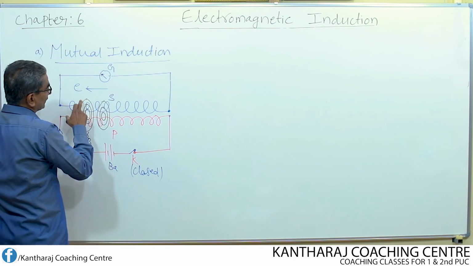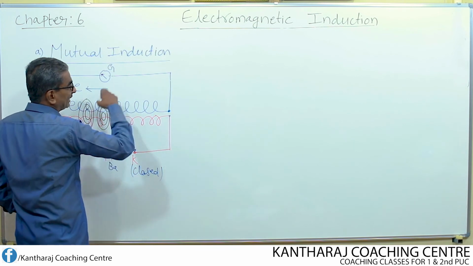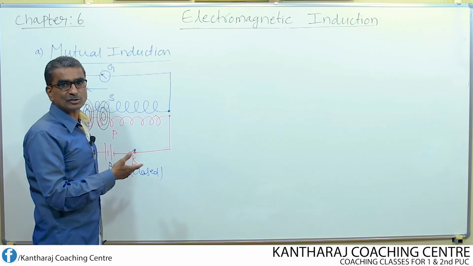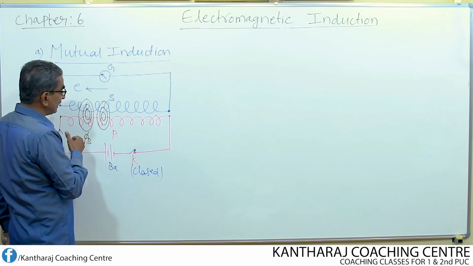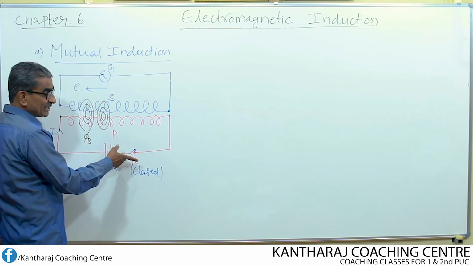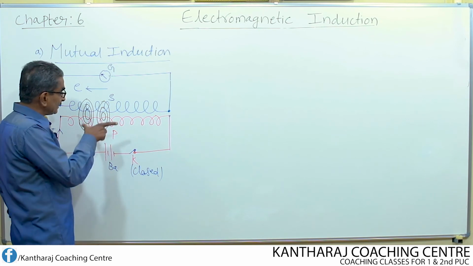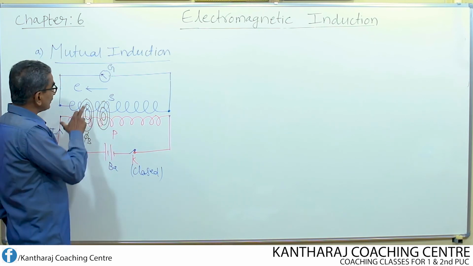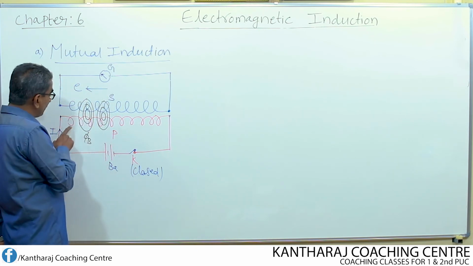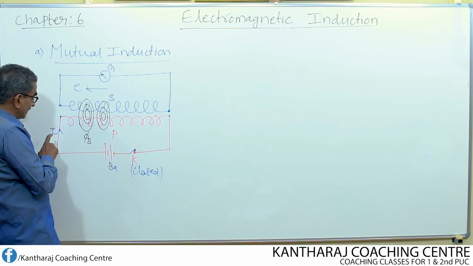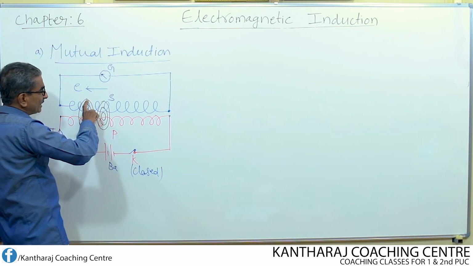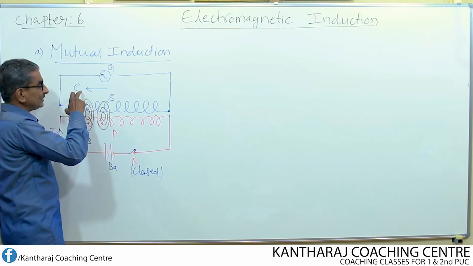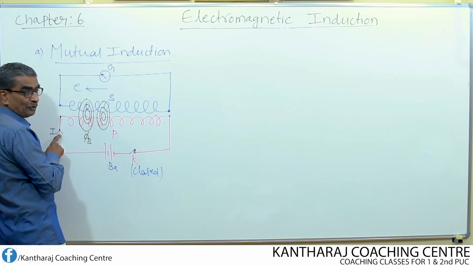Now, what is the cause for the production of EMF in the secondary coil? EMF means induced EMF or induced current. The cause for the production of induced EMF or induced current is nothing but the change in the current flowing in the primary coil. So the direction of induced EMF should be opposite to the current, because the change in the current is responsible for changing the flux. Because of the change of flux, EMF is induced. Therefore, this EMF should oppose the flow of current.